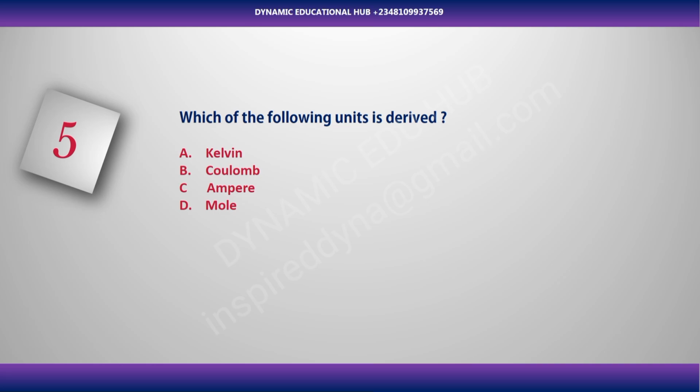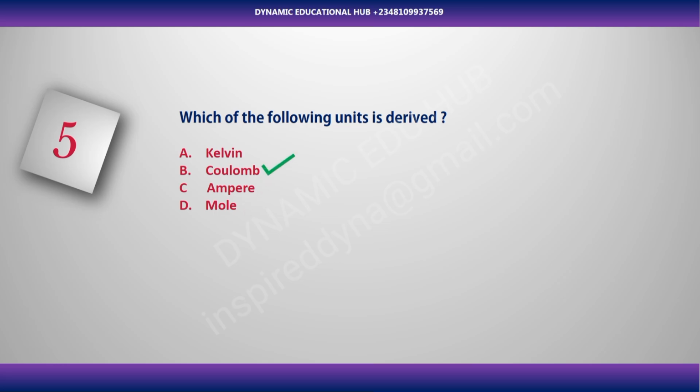So the next question, which of the following units is derived? They are asking us for derived units. Kelvin, fundamental unit for temperature. Temperature is a fundamental quantity. Coulombs, that is charge. Charge is not fundamental. So coulomb is the answer, but let's look at the others. Ampere, unit of current, which is fundamental. Mole, unit of amount of substance, which is fundamental. So which one is the correct answer? We have our coulombs.